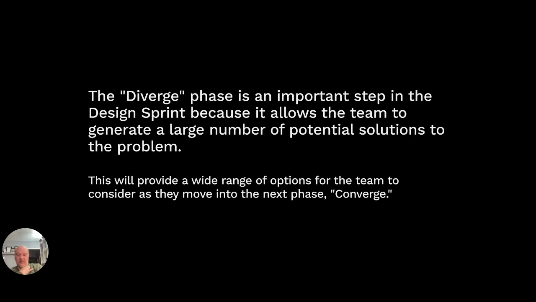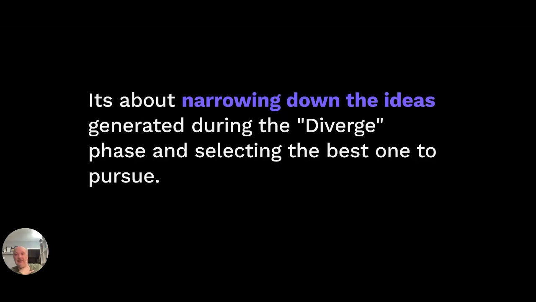The diverge phase is also an important step in a design sprint because it will allow the team to generate a large number of potential solutions to the problem, and this will also be a good thing when you move on to the third day or to the next phase called Converge. And Converge is basically all about narrowing down the ideas generated during the diverge phase and selecting the best one to pursue. So it's just eliminating, okay, this is viable, this is not viable, this will take too long, or maybe we can just skip it and have it in the next iteration of the design sprint.